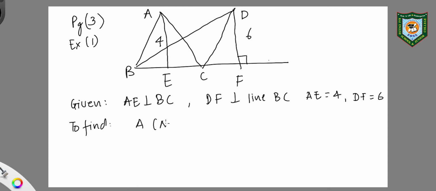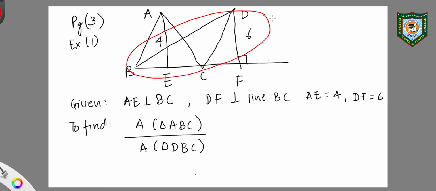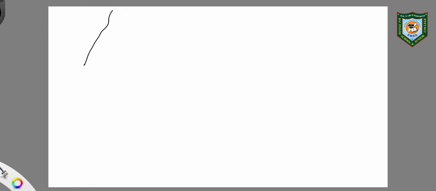area of triangle ABC divided by area of triangle DBC. Now what I'm going to do is pick this triangle ABC out separately and this triangle DBC out separately, and we are going to see what happens. So on to our next slide. I have a triangle ABC here.